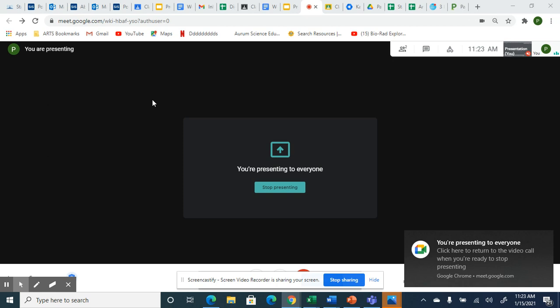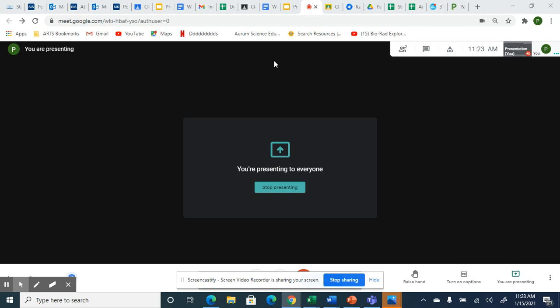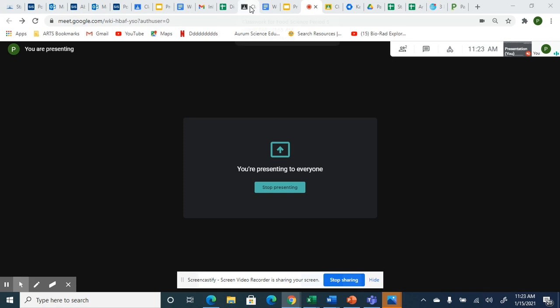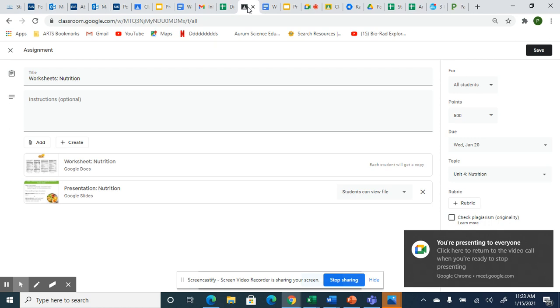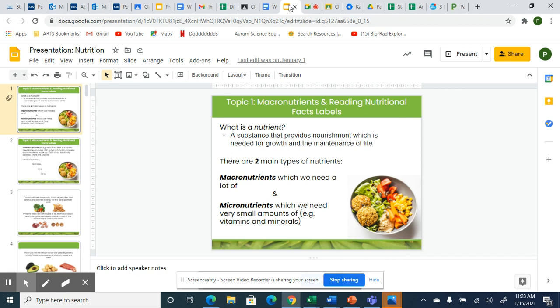All right, so we have the last item in this category, which is nutrition worksheets. And we have these slides, which the first one goes over what's a nutrient. It's a substance that gives us nourishment. And there's two types of nutrients, macro and micro. So we need a lot of macro and we need a little bit of micro, which are vitamins and minerals.